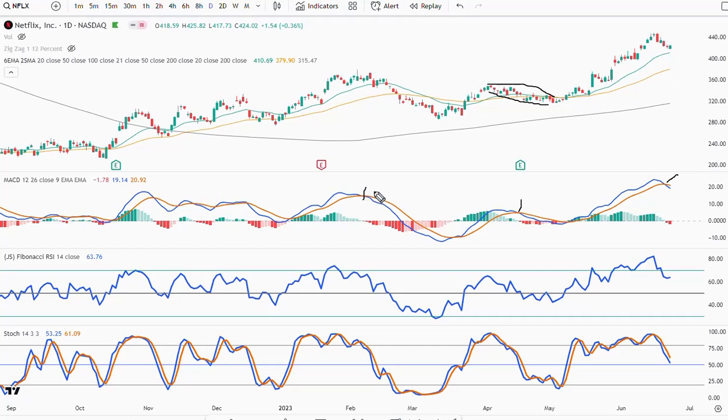Now here when it crossed, there was a deeper MACD pullback and we saw a deeper correction. So it's not clear whether it's going to have a deep pullback towards the zero line. If so, then we could see a deeper correction. But that's going to happen over time. So it's not clear what the price action would be. We'll have to wait and see.